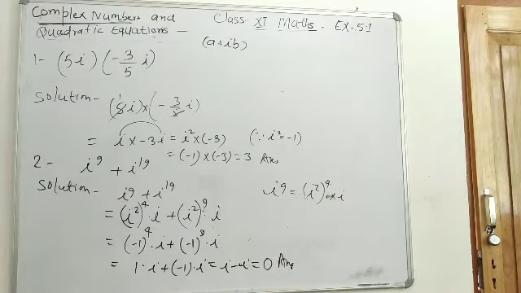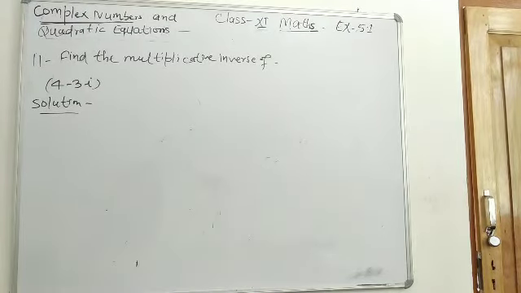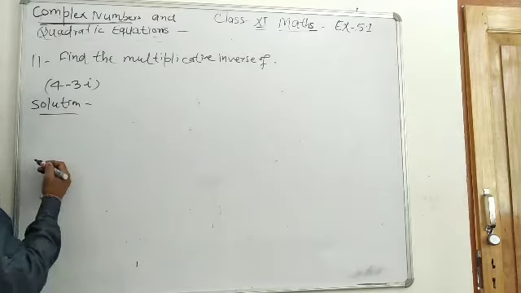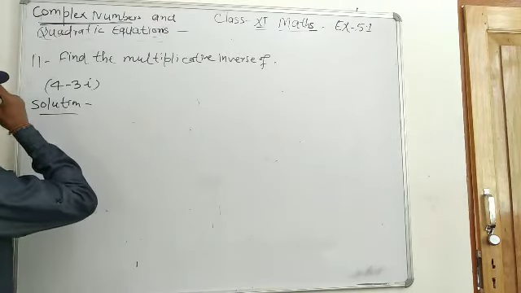So with the help of these questions you can try other questions. Students, you can do some questions from these remaining questions from 1 to 10. Now I will do number 11. Find the multiplicative inverse of 4 minus 3i. We have to find the multiplicative inverse of this.